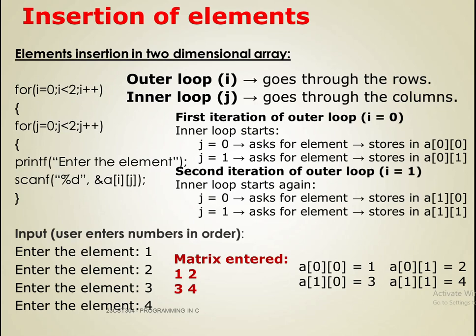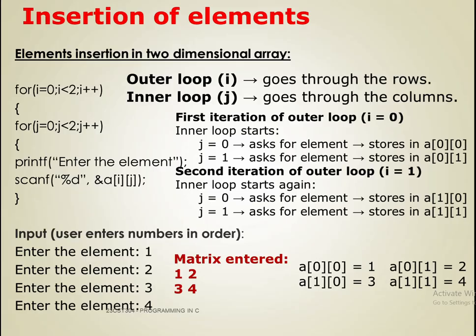For a two-dimensional array, we normally use two loops. The outer loop handles the rows, the inner loop handles the columns. See the code: for(i=0; i<2; i++). This is the outer loop. In the inner loop, for(j=0; j<2; j++). Here it is 2, we print enter the element, then get the value using scanf("%d", &a[i][j]).